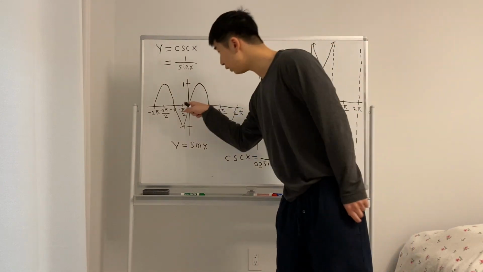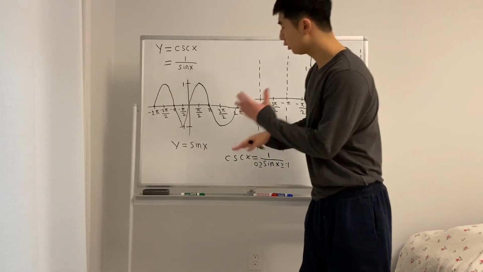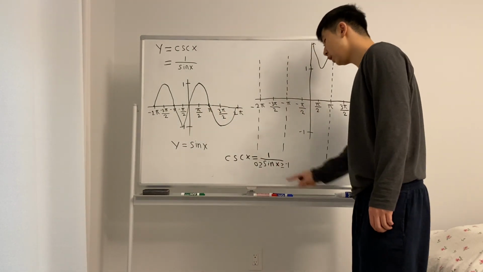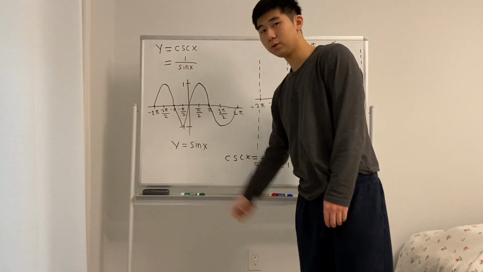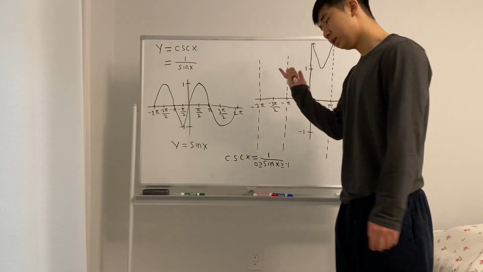Since the points are negative here, notice though how between 0 and negative pi on the sine graph, the points are only moving between 0 and negative 1. So our interval here for sine must be less than or equal to 0, and it must be greater than or equal to negative 1, right?